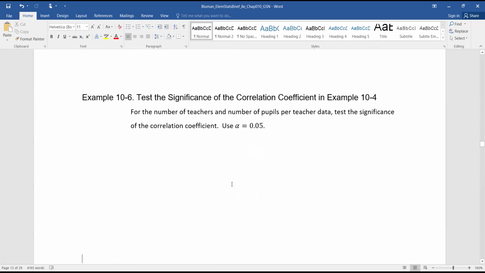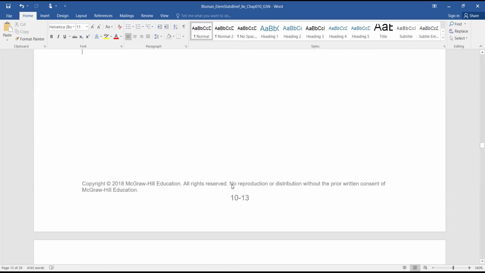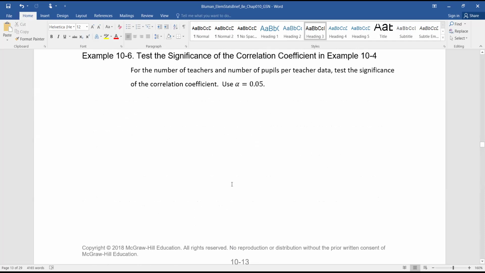All right, so let's look at example 6 here. In example 6, it says test the significance of the correlation coefficient from example 10.4. For the number of teachers and the number of pupils per teacher data, test the significance of the correlation coefficient and use alpha of 0.05. I don't think it matters which process or method you choose. I find method 1, the traditional method, a little bit easier to understand, so that's what I'm going to focus on.